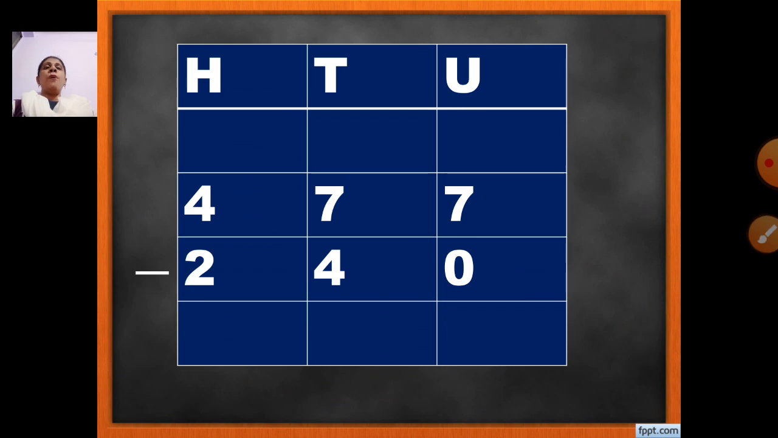Next, 477 minus 240. Now the numbers are arranged according to their column vertically, H, T, U, and we are going to subtract units with units, tens with tens, and 100 with 100. So shall we start?